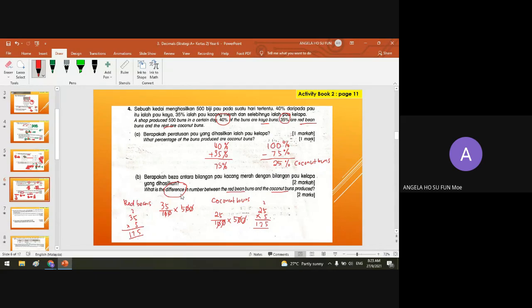So what is the difference? Of course, which one is more? Of course, the red bean is more than the coconut. So what I'm going to do is 175, the red bean, minus the coconut, 125. So 5 minus 5 is 0, 7 minus 2 is 5. So the difference between the red bean buns and the coconut buns will be 50. All right? Is that clear? Okay, so far so good?